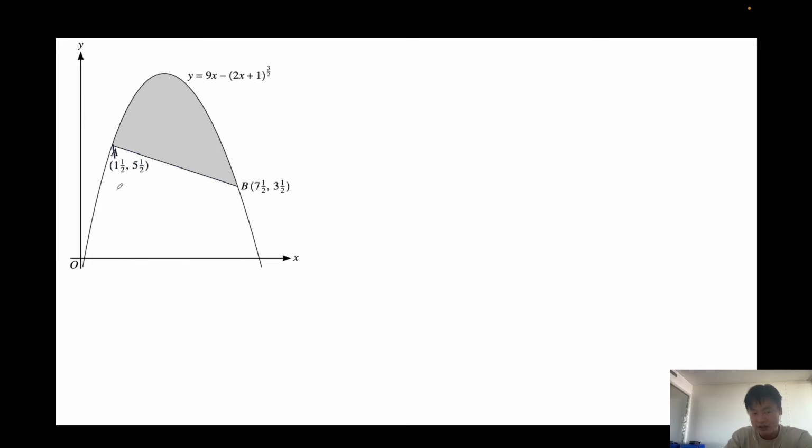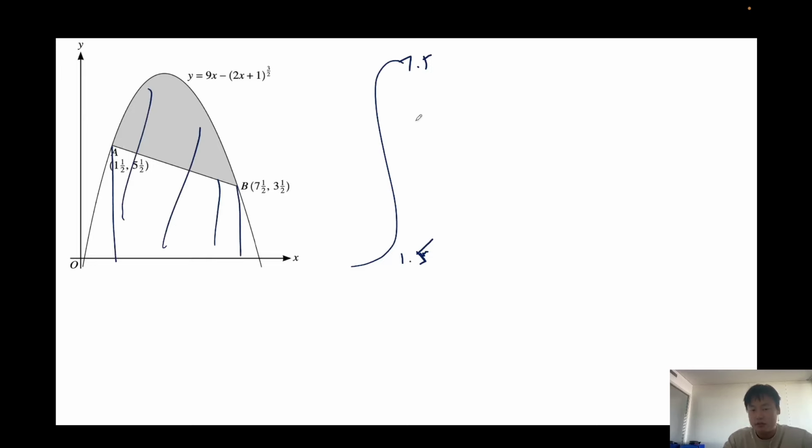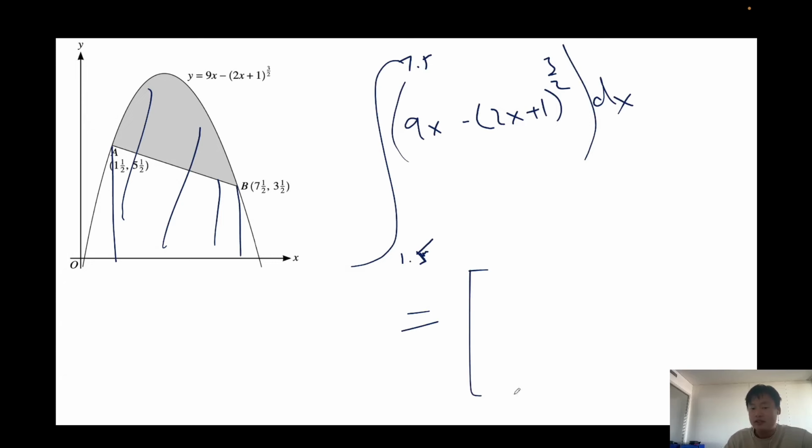How do you find the area for the curve? It's just going to be the integral from 1.5 to 7.5. As in the numbers we put over here, remember, for integration, they give us the instructions on which part of the curve we want to see the area with the x-axis on. Remember this technique? And we just put over here 9x minus bracket 2x plus 1 to the power of 3 over 2 dx, just like that. Okay? And that's just going to be, integrate that, 7.5, 1.5. 9x, right? The same thing as there's 1 over there, so it's just 2 over 2, yes.